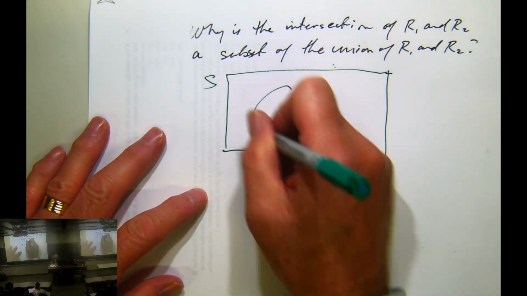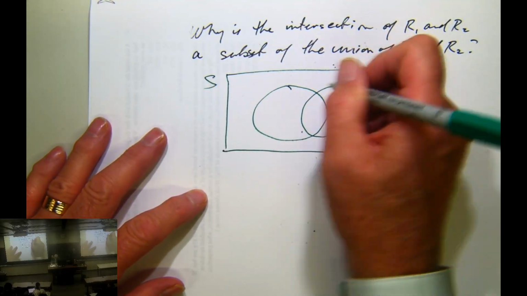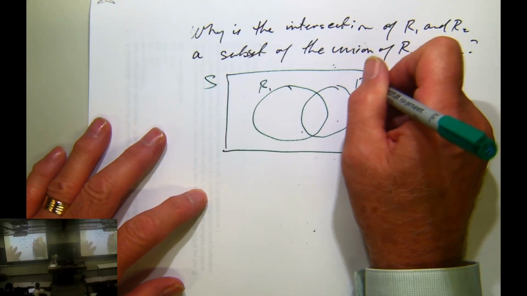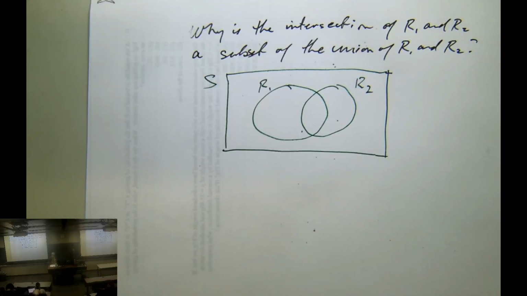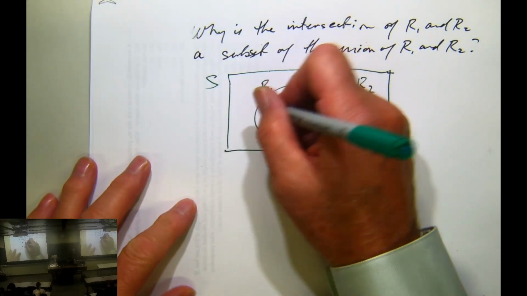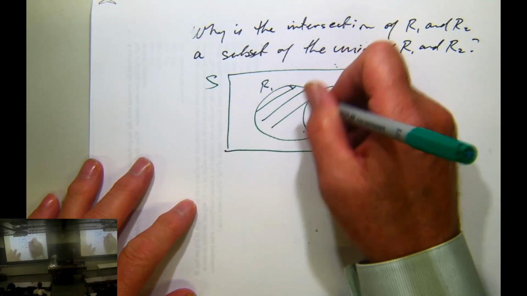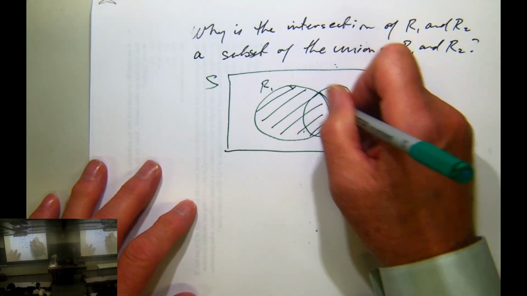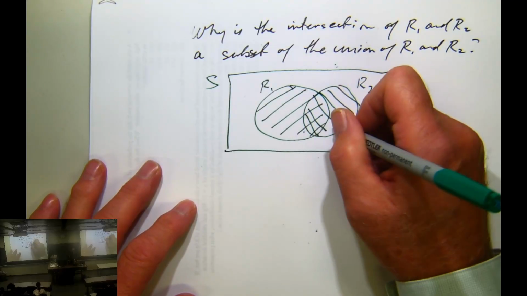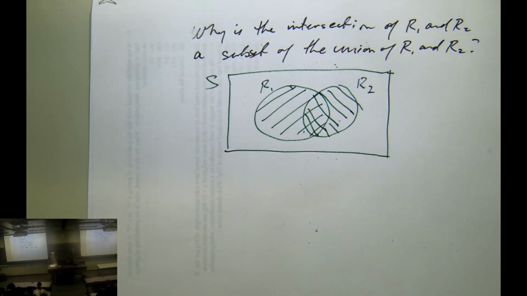Draw another picture here. Just going to do the R1 and the R2. And first of all, I'm just going to shade in the union. Well, first of all, where was the union? How do I get the union of R1 and R2? I'd say, okay, here's where R1 occurs, and here's where R2 occurs. And any place that has any kind of shading is the union.